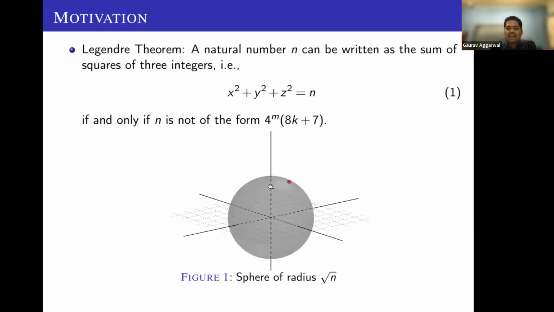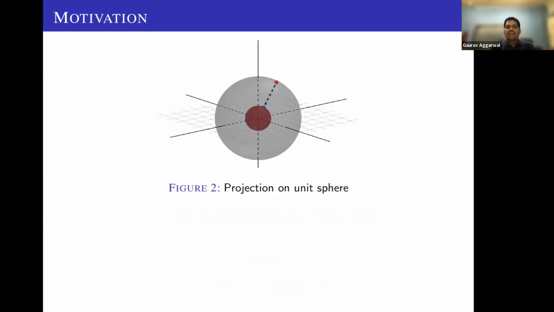Geometrically, this is the same as asking for what integers n the sphere of radius root n contains an integer point. So now the natural question that comes up is how do these integer points equidistribute on the sphere? And in order to study this, we project these points onto the unit sphere and see how they equidistribute.